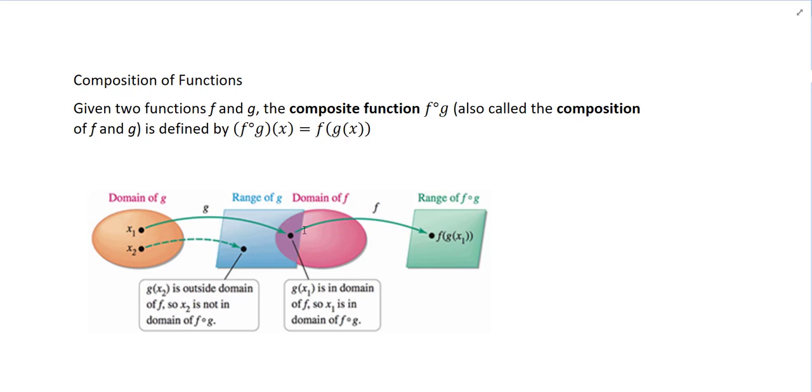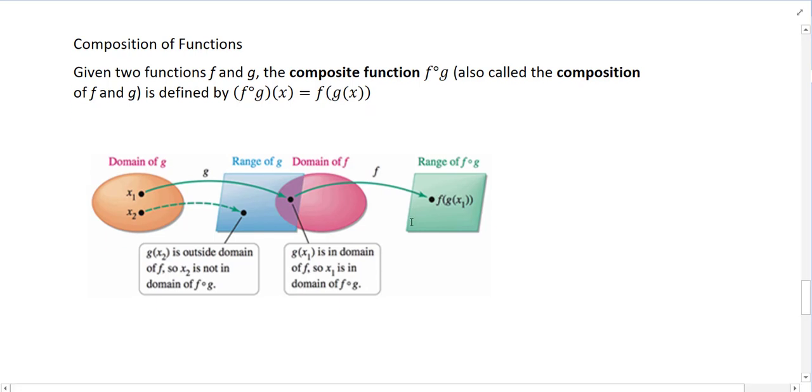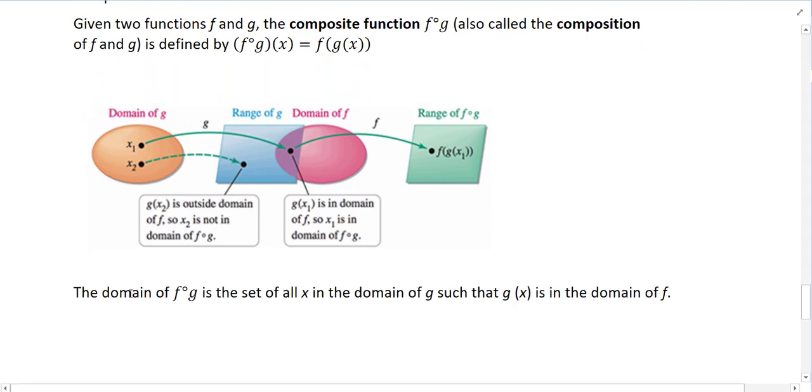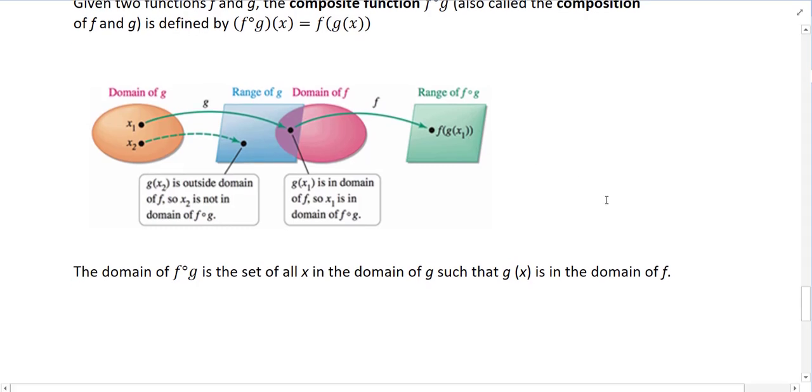And then those get taken to the range of g, but because I'm doing f of g of x, the range of g has to be part of the domain of f in order for f to be able to pick that value and create an output. And so that's kind of what this diagram is expressing. So essentially what we're saying is that the domain of f of g is the set of all x in the domain of g, such that g of x is in the domain of f. The range of g has to be in the domain of f in order for f to pick it up.